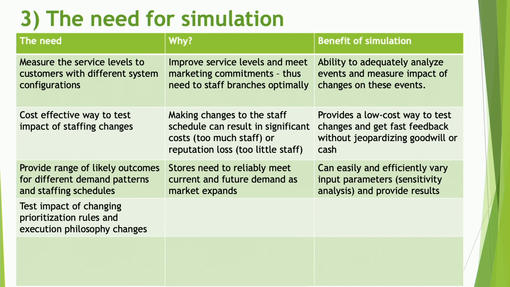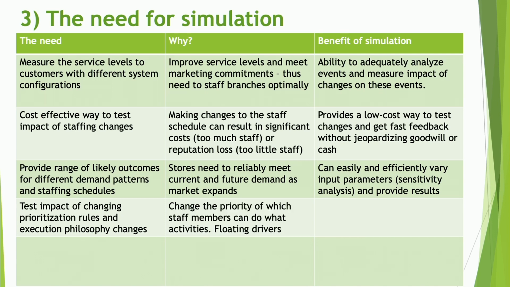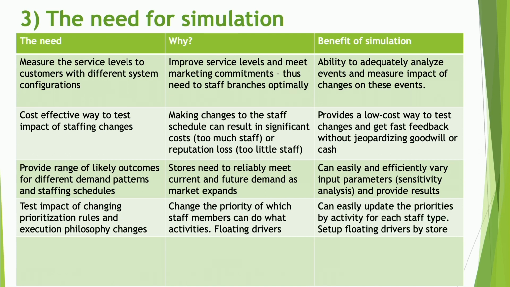We also want to test the impact of changing the prioritization rules and the execution philosophy inside the model. So it's, for example, changing the priority of the staff members, who should do what at any given time. If you've got a cashier, they should probably do cashing first, and a delivery driver delivery, and the kitchen staff stick to kitchen making, right? So we are able to test this in the model easily by just changing some of the inputs. There's no logic changes required from my side as a modeler. Everything is changeable inside the input file that they import into AnyLogic.